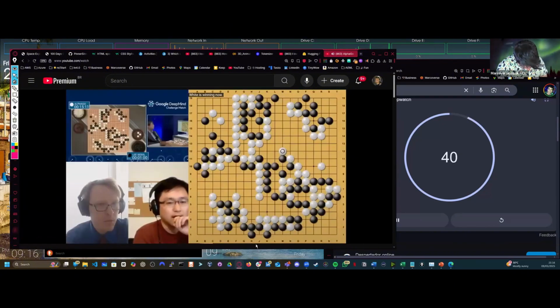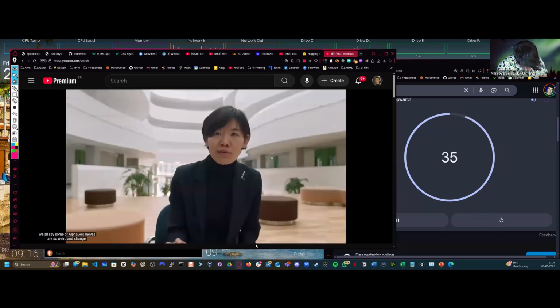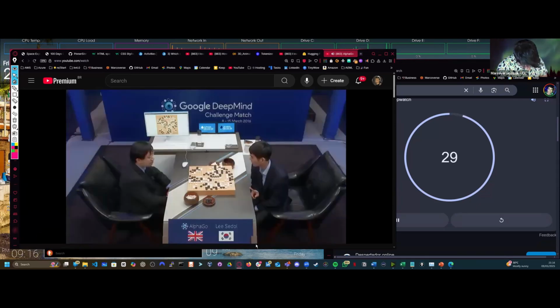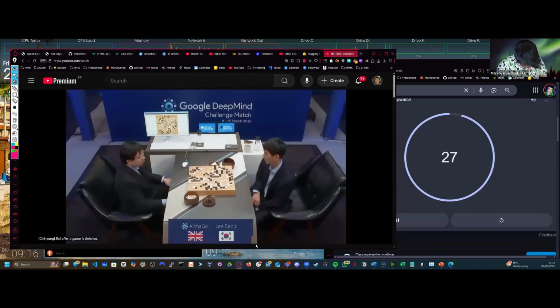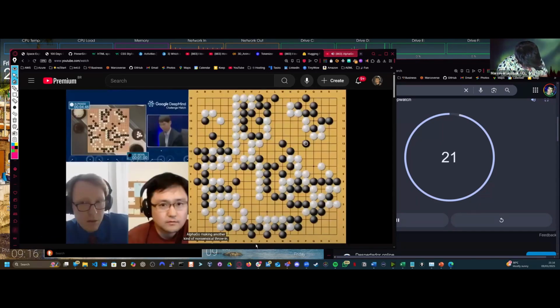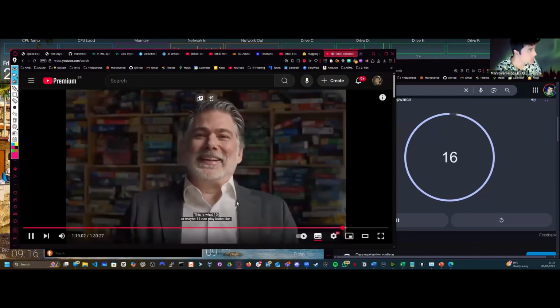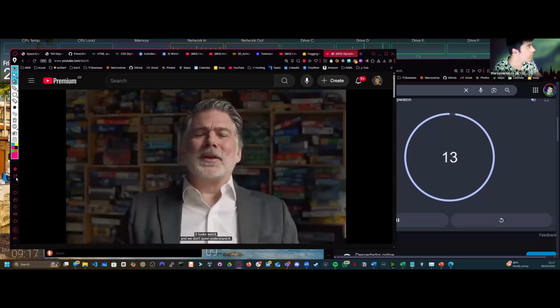Oh, White is winning now. This one looks like White is winning. We all say some of AlphaGo's moves are so weird and strange and maybe mistakes. But after a game is finished, we have to doubt ourselves, our judgment. AlphaGo making another kind of nonsensical throw-in. We're not really sure what that's about. This is what 10 or maybe 11 dan play looks like. It looks weird, and we don't quite understand it.